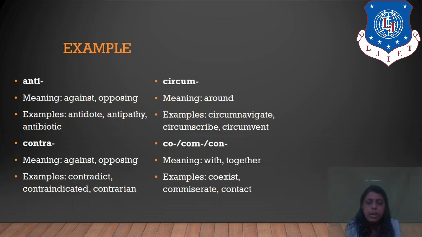Again, contra means opposite and against something. So contradict, I don't agree to what you are saying. Contradicted, contrarian. These all words mean opposite to something, against something. Then another example I can give you is circum, which means around. So circle, circumstances, circumnavigate, circumscribe, circumvent. Everything means something which is around, right?